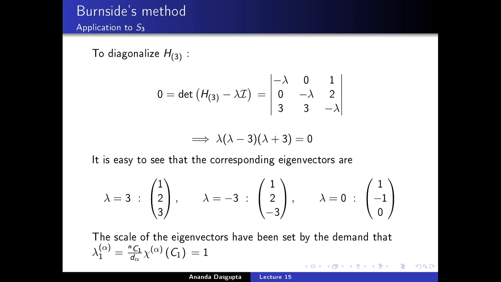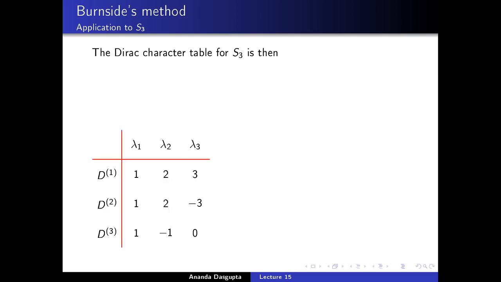Now, let us just quickly wrap up this lecture by showing you how this calculation of the Dirac characters leads us directly to the character table for S3. So the Dirac character table for S3, of course, is just what I have said right now. You will have 1, 2, 3 in the first row, which corresponds to the first representation. These were the elements of the first eigenvector. Then you had 1, 2, minus 3. Then you had 1, minus 1 and 0.